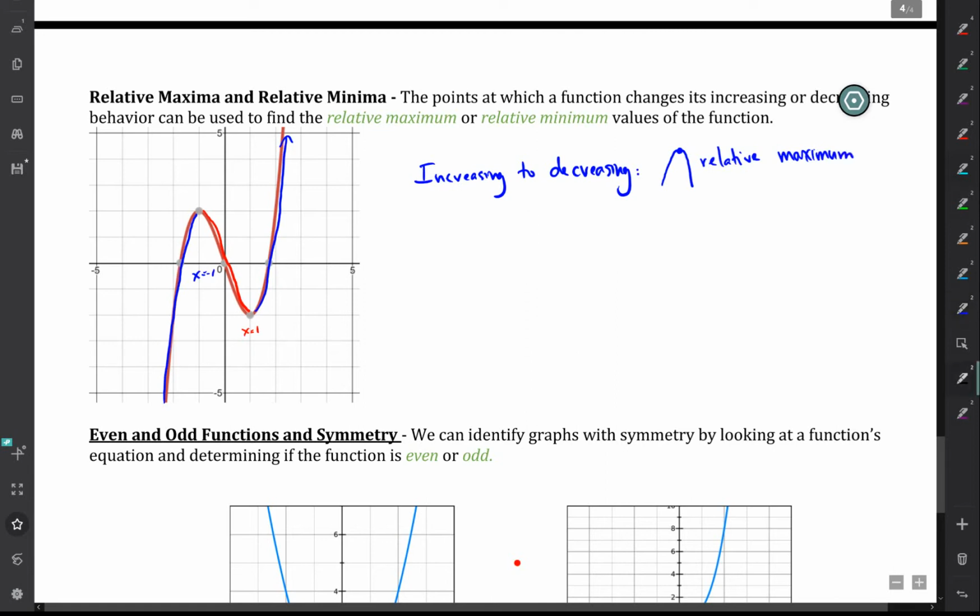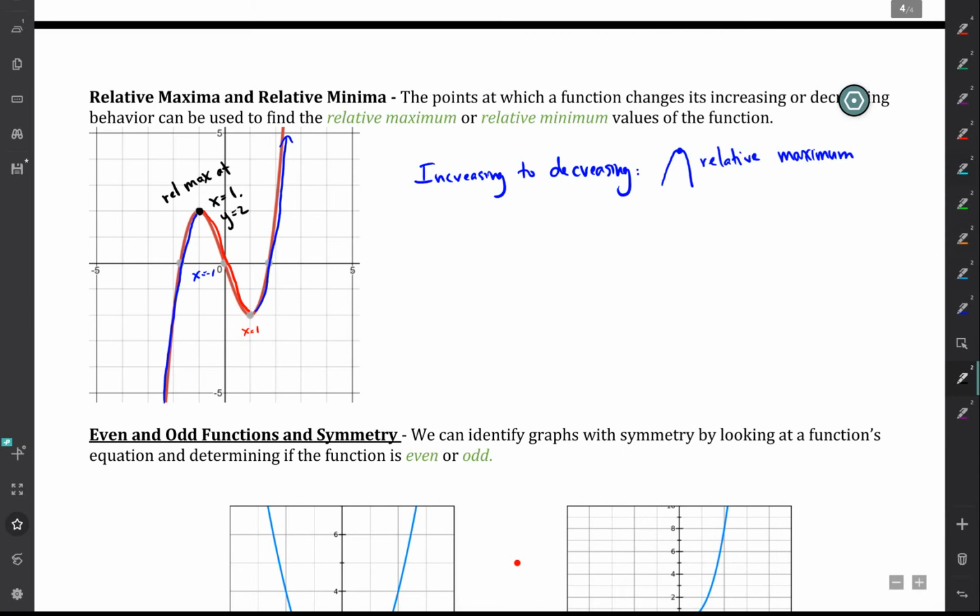And so in this example here, we have a relative max at x equals 1, and it looks like y equals 2. And so we'd say our relative maximum there is the y value is 2. That's the maximum y value, at least close to this point right here.